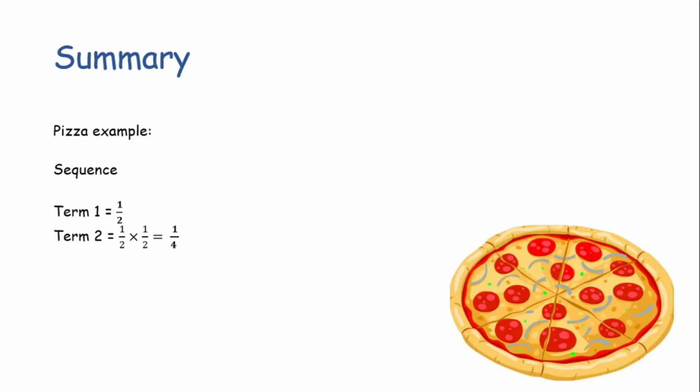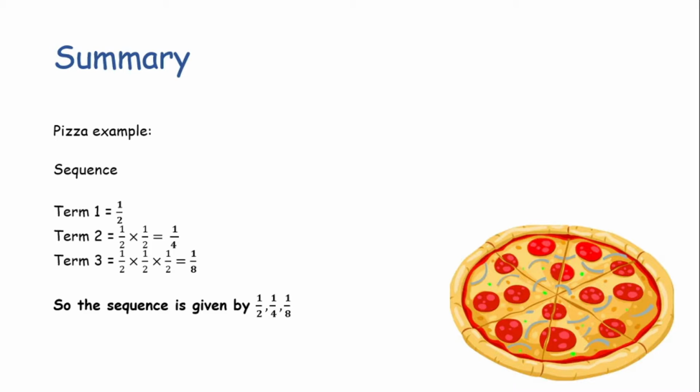And since the pizza was so delicious, you decide to eat half of what is left. That is, a half of a half of a half, or 1/8. You do this till you finish the pizza. In this case, the sequence of the first three terms is given by half, quarter, and 1/8. The series is the sum of these three terms in the sequence, which is a half plus 1/4 plus 1/8, which gives us 7/8. This means that by the third time you eat the pizza, you have eaten 7/8 of the pizza.